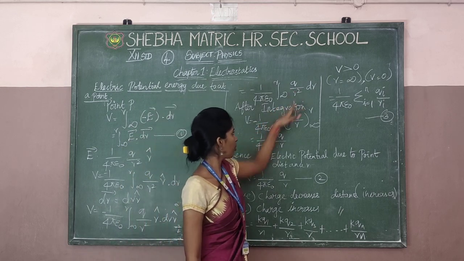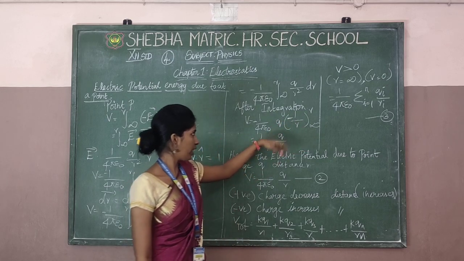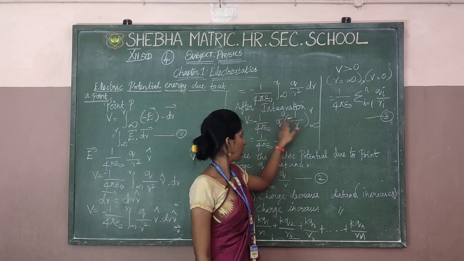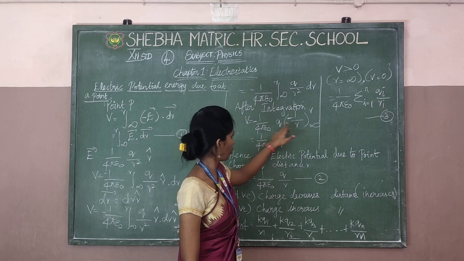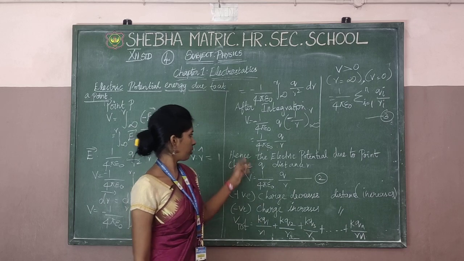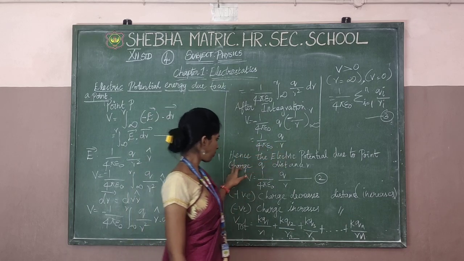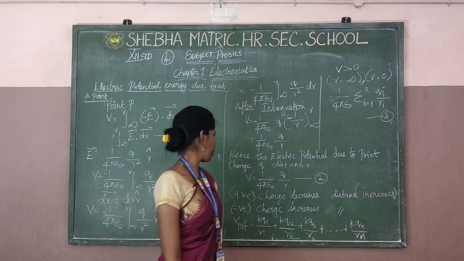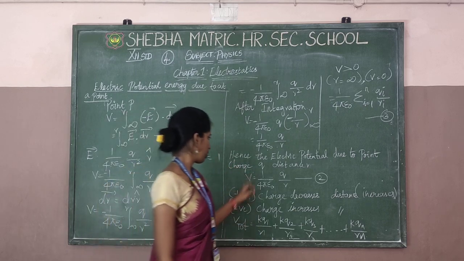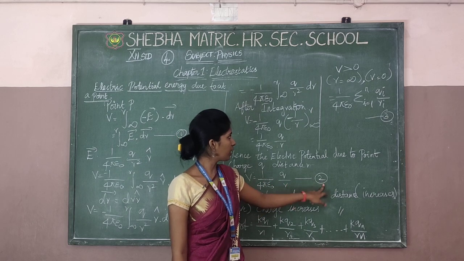So we take Q outside. After that we get minus 1 by r, so the integral of 1 by r square becomes 1 by r, evaluated from r to infinity. So this is equal to 1 by 4 pi epsilon naught Q by R. Hence the electric potential due to a point charge at distance R is V equal to 1 by 4 pi epsilon naught Q by R, which is equation 2.